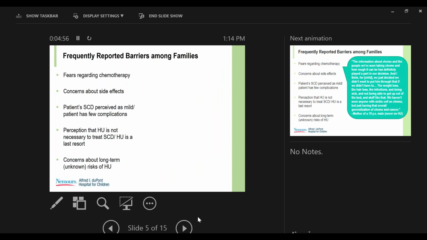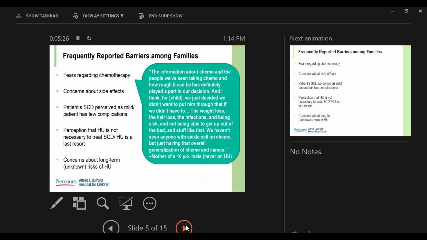So these were the 5 most commonly discussed barriers that families mentioned. So the first was fears regarding chemotherapy. So hydroxyurea is a chemotherapeutic agent, was initially developed in oncology and in HIV treatment, and then later used in sickle cell disease. So there was a lot of concerns amongst families about why chemotherapy would be used for sickle cell disease.